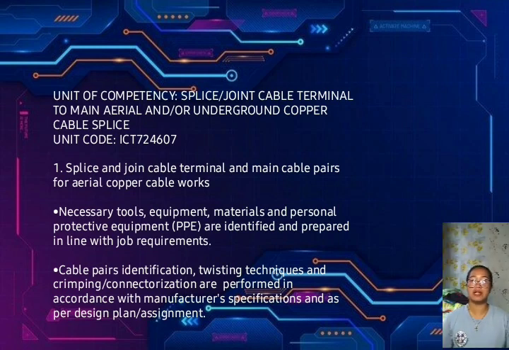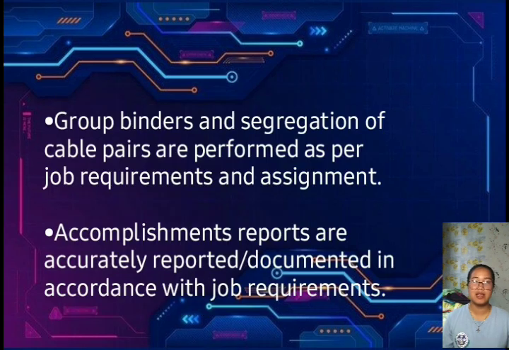Splice and join cable terminal and main cable pairs for aerial copper cable works. Necessary tools, equipment, materials, and personal protective equipment, or PPE, are identified and prepared in line with job requirements. Cable pairs identification, twisting techniques, and crimping or connectorization are performed in accordance with manufacturer's specifications and spare design plan or assignment. Next, group binders and segregation of cable pairs are performed as per job requirements and assignments. Accomplishment reports are accurately reported or documented in accordance with job requirements.